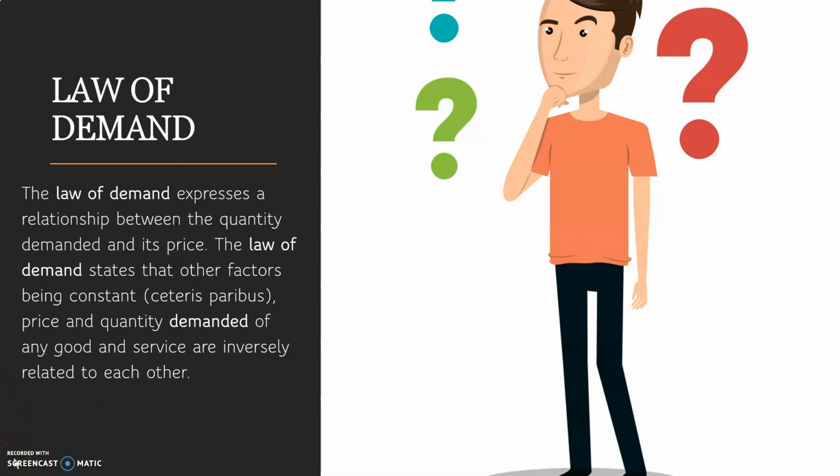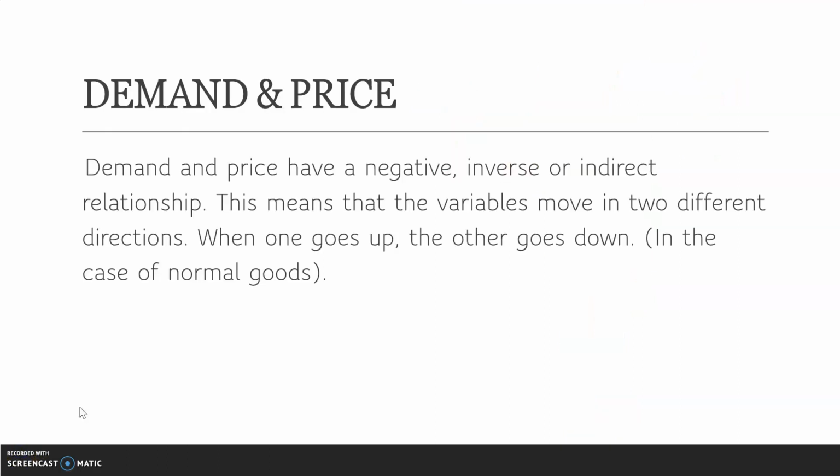So if there's no change to any other factor, the price and the quantity demanded have an inverse, indirect, or negative relationship. It means they're going in two different directions. For example, as the price for a good increases, the quantity demanded for that good decreases, and this is typical for what we would consider to be normal goods. So remember, price and quantity demanded have an inverse relationship. When one is going in one direction, the other is going in the opposite direction.